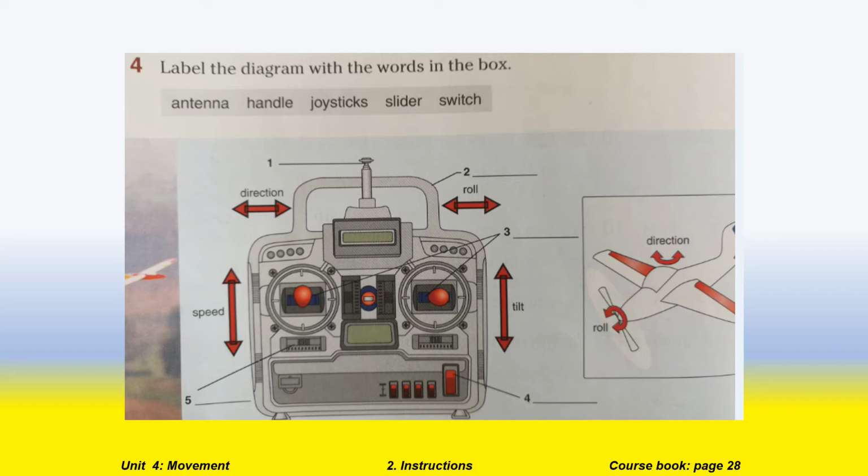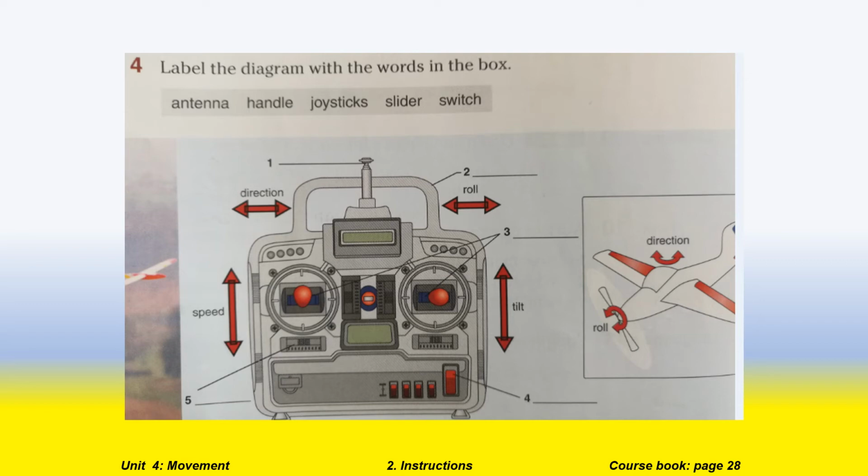Okay, now let's move to studying this remote control. We can see this remote control with toy cars or toy planes. What we need to do is to label the diagram with the words in the box. The first word is antenna. The second one is handle, joysticks, slider, and switch. Look at the pictures carefully. Okay, pause the video for 2 minutes. Try to label the diagram, then come back for checking the answer.